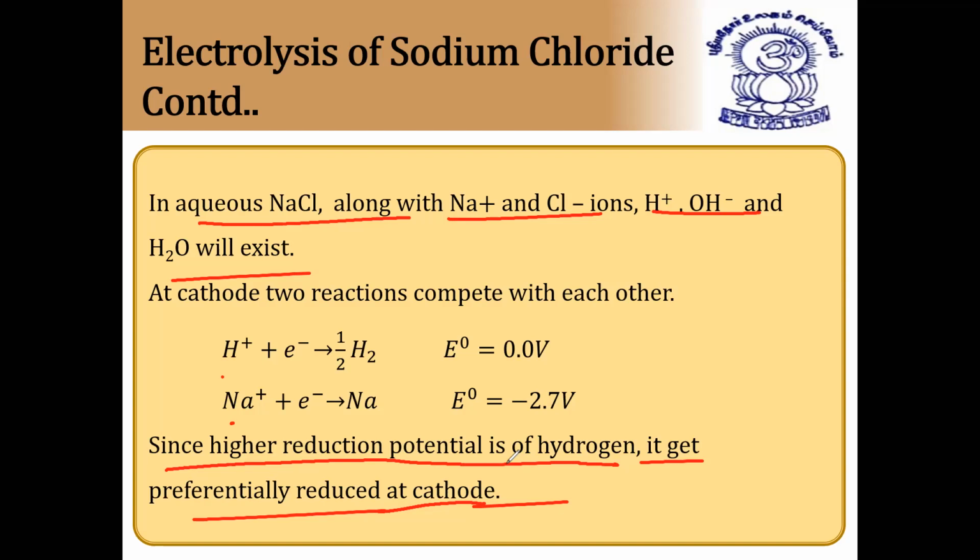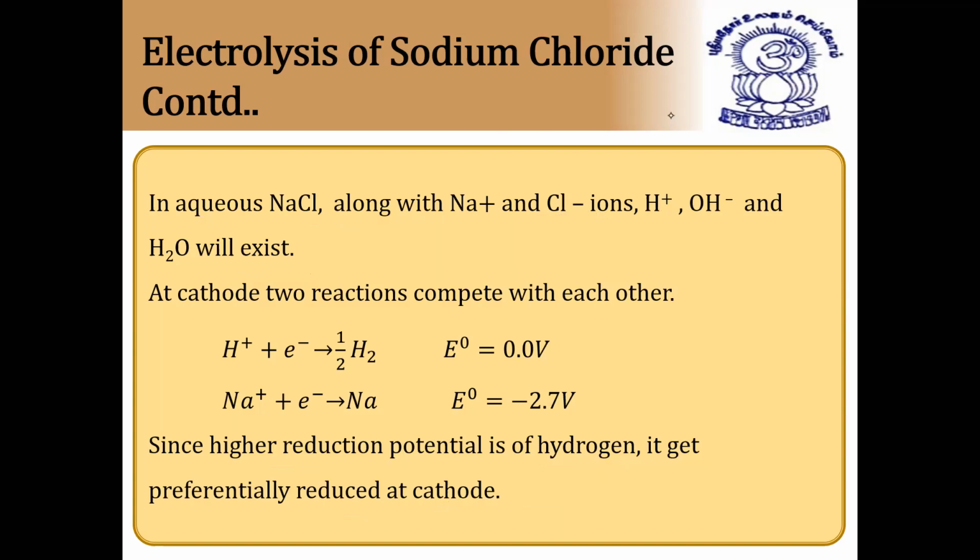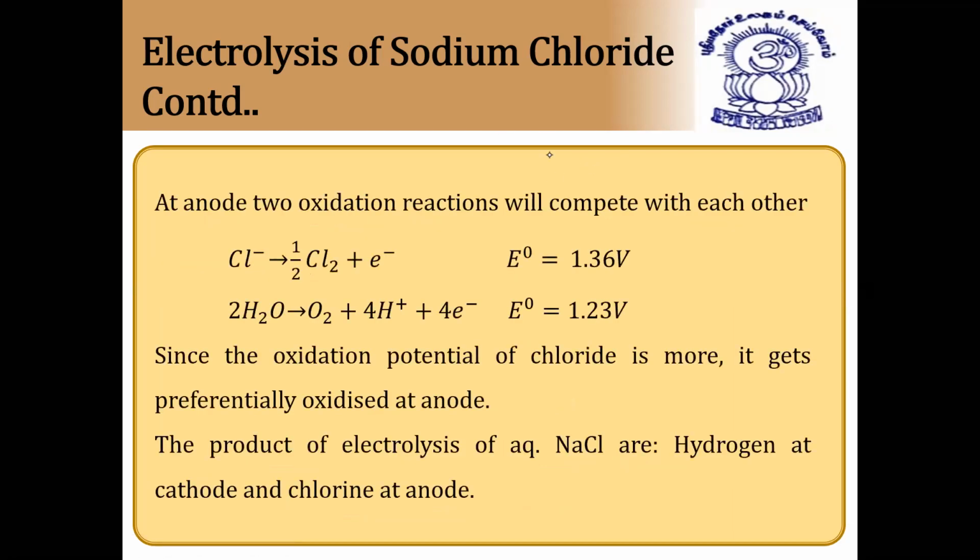Very, very important. And in case of non-metals, OH- and Cl-, that also we'll see now. At anode, two oxidation reactions compete with each other: Cl- and water changing to oxygen gas. The EMF values are 1.36 and 1.23. We have to see the oxidation potential, and since the oxidation potential of chloride is more, it gets preferentially oxidized at anode. So chlorine gas is formed at anode. The products of electrolysis of aqueous NaCl are hydrogen at cathode and chlorine at anode.